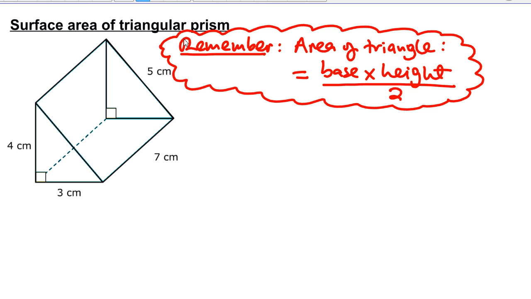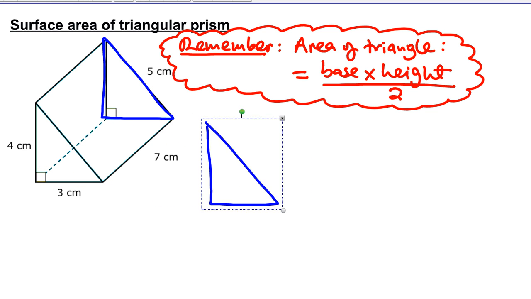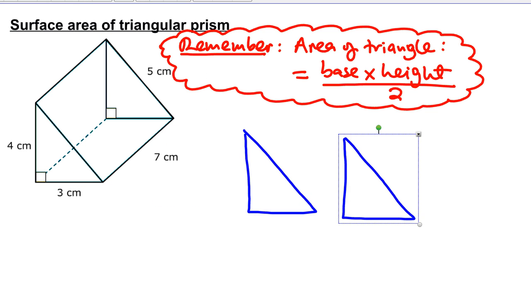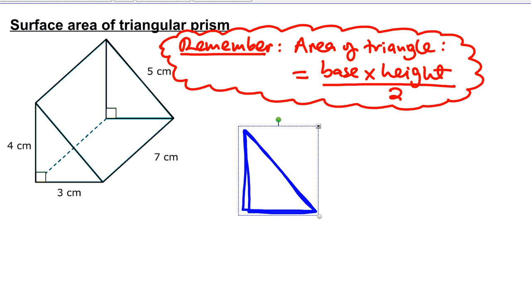Okay, now let me start with the triangles. So the triangular faces, there are two of them. And what do we notice about these triangular faces? If you look at these triangular faces, what do you notice? They are exactly the same. Okay? So what this means is I can basically calculate the area of one of these and just multiply it by 2 because they're exactly the same.